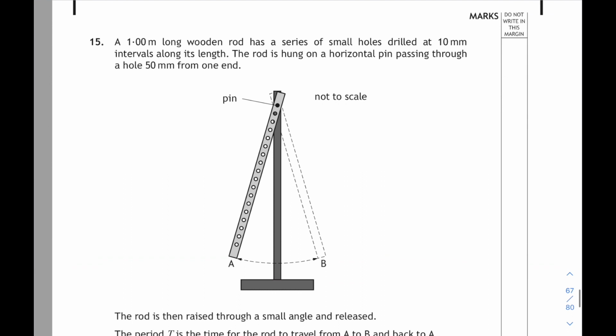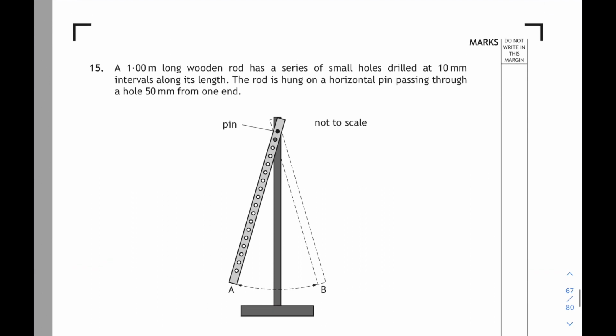Alright, last question in the paper, and this is about the period and the length of a pendulum. Now, pendulum is not in the higher course, so this is a purely problem-solving question, and all the information that you need is in the question. So, a 1 metre long wooden rod has a series of small holes drilled at 10mm intervals along its length, and the rod is hung on a horizontal pin passing through a hole 50mm from one end. There's a diagram there showing you that.